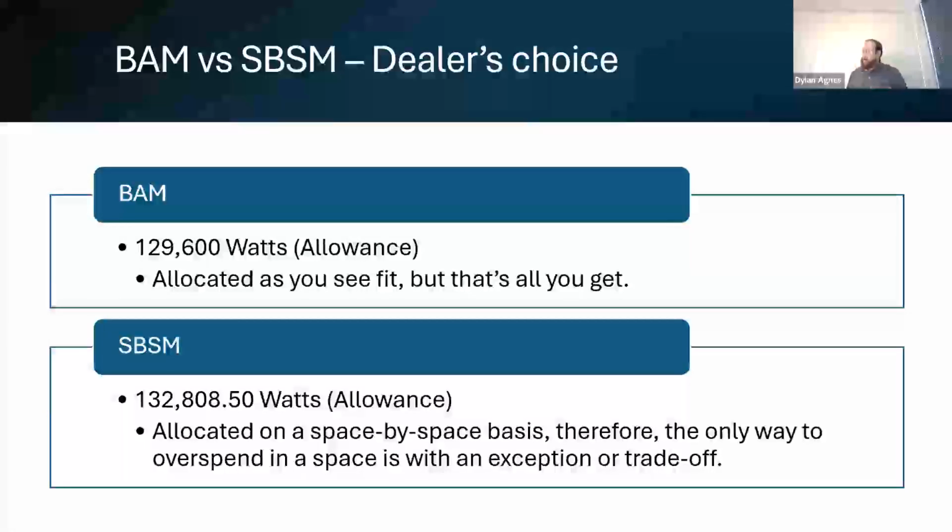So in my opinion, it's really just the dealer's choice. You have to make a judgment call what's best for your project. So for the building area method, for our example of the high school, we have 129,600 watts as our allowance, but that's all we get, versus the 132,808.5 watts that were allocated on a space by space basis, and we're allowed to trade off in certain space types and apply for exemptions.